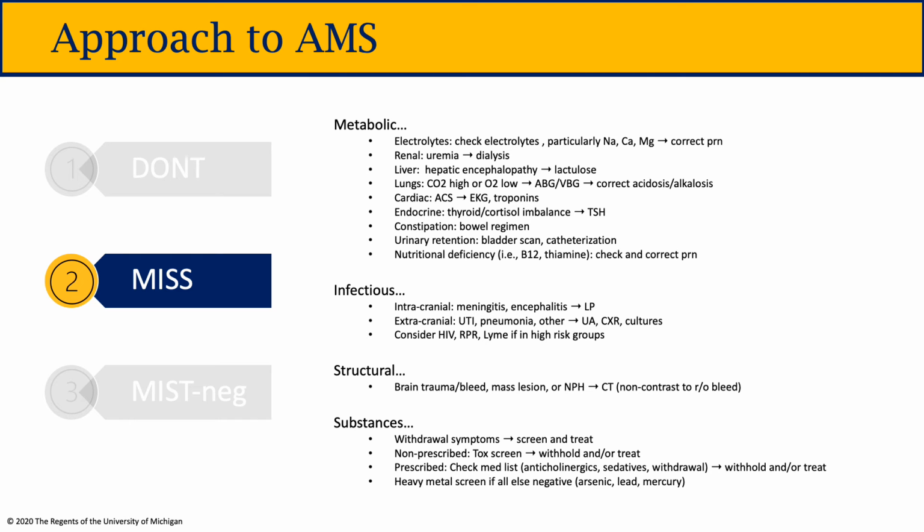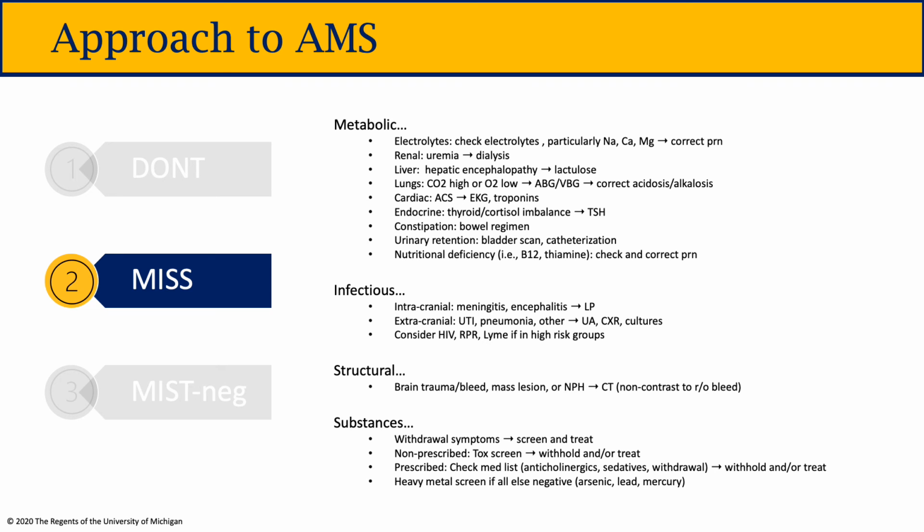S stands for structural changes, including trauma, post-op changes, mass lesions, or normal pressure hydrocephalus, which can all be generally evaluated with a CT scan. It should be done non-contrast first to rule out a bleed. Other neurologic changes on exam can be helpful in finding other structural issues, and if there are any concerns for structural injury based on exam, signs of clear rhinorrhea, Battle sign, raccoon eyes, or depressed skull fracture signs can also be helpful.